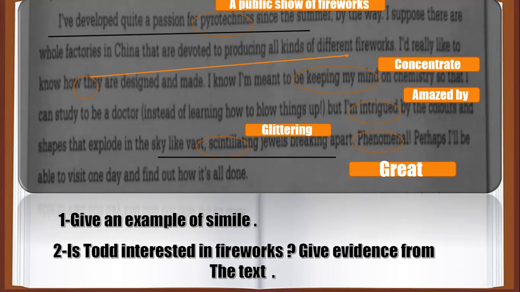Is Todd interested in fireworks? Give evidence from the text. Give me any evidence that means Todd is interested in fireworks. Excellent. When he said, I've developed quite a passion, or a love, I am interested in pyrotechnics. Okay, since the summer, here this phrase or this sentence means that Todd is interested in the fireworks. Okay, and he wants to learn how they are designed and made.